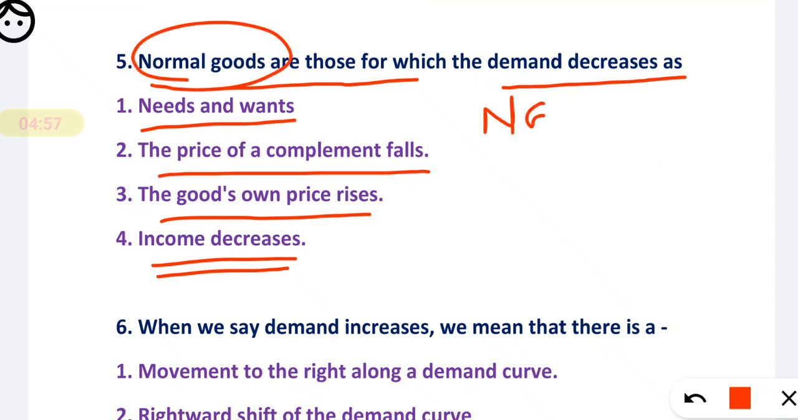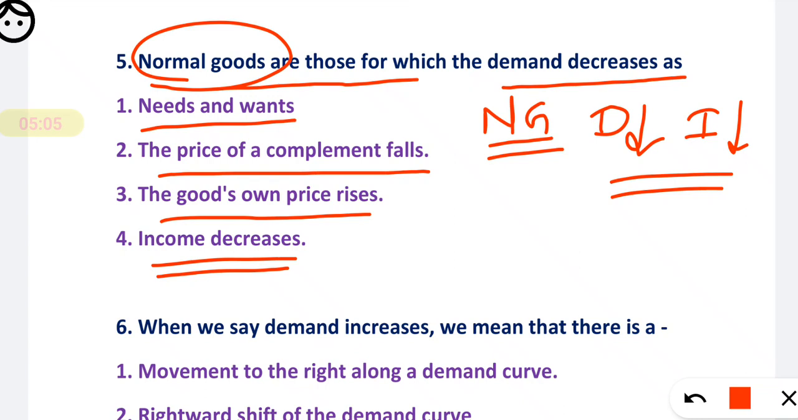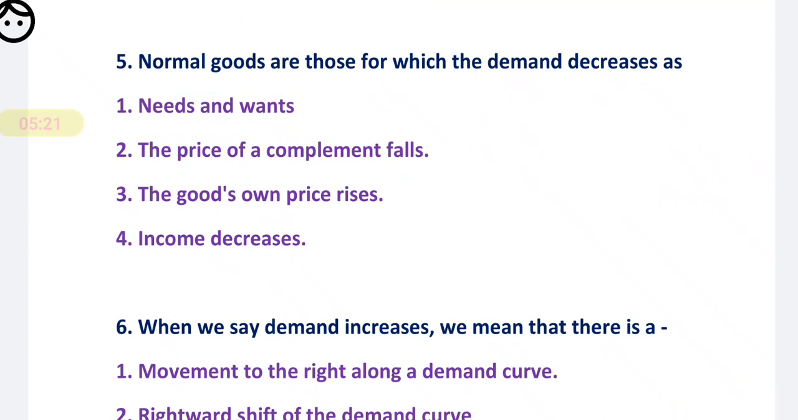Normal goods are those goods for which demand decreases as your income decreases. Whenever your income decreases, you will definitely demand or buy less, and those goods are nothing but normal goods. So the fourth option is the correct answer for the fifth question. Okay, now the sixth question.